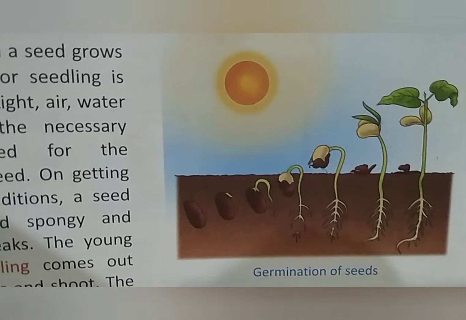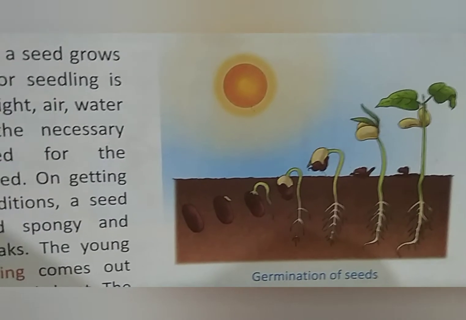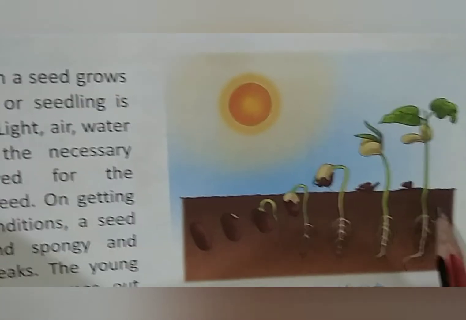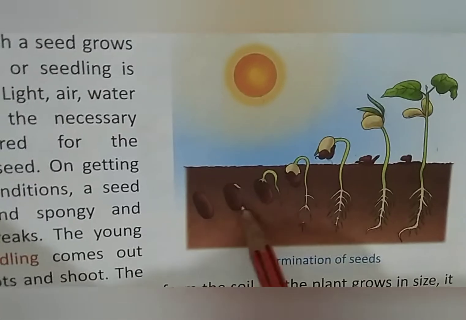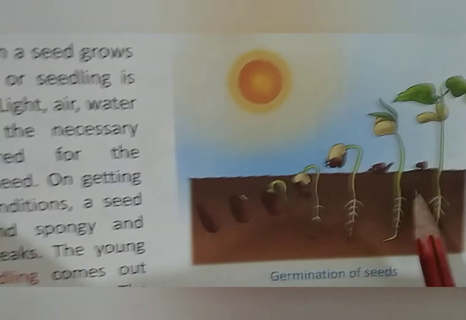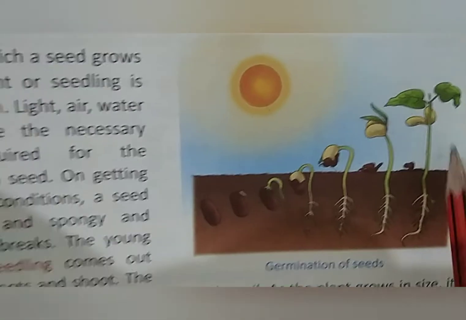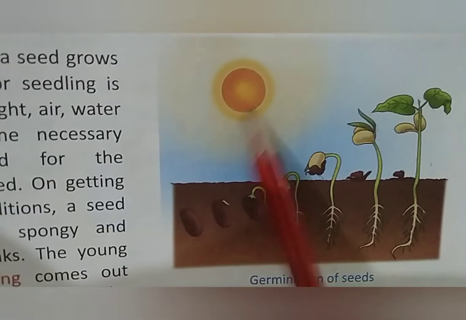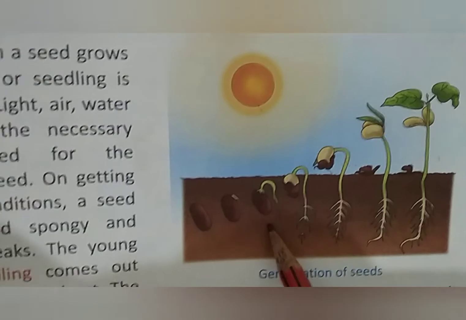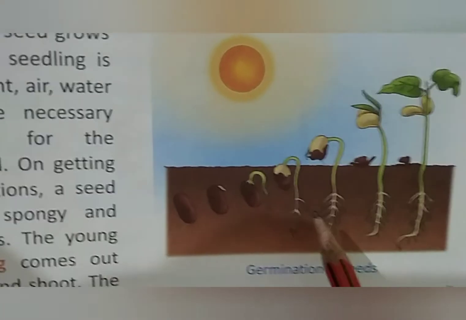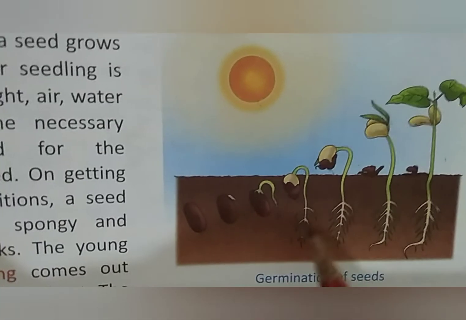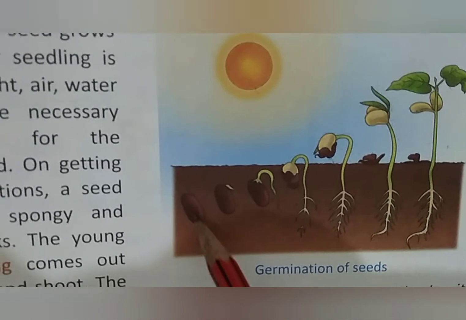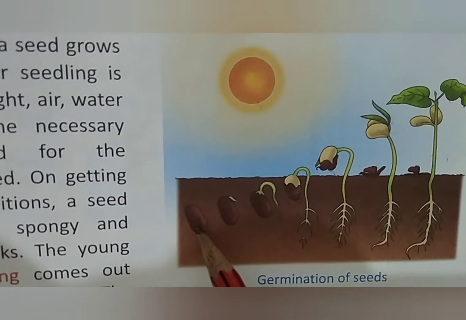What is germination? The process by which a seed grows into a young plant or seedling is called germination. As you can see here, how the seed grows into a seedling or young plant. But there are some conditions which help the seed to germinate. So what are the conditions? Sunlight, air, water and warmth, temperature. On getting all these conditions, the seed becomes soft, and as the seed becomes soft, its outer hard coat breaks.